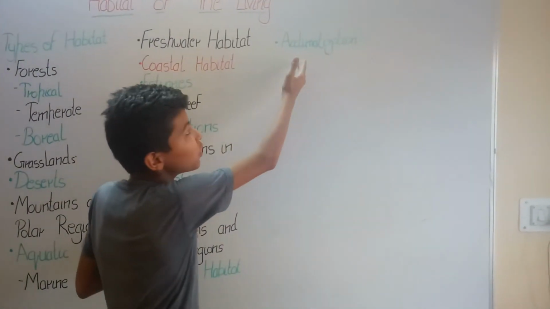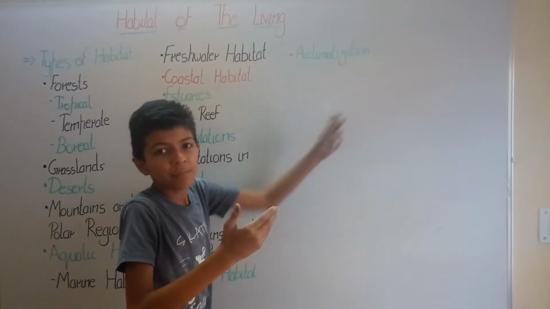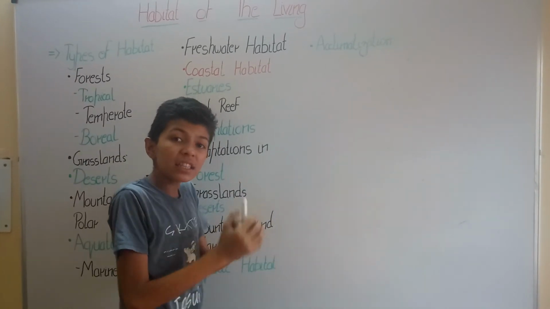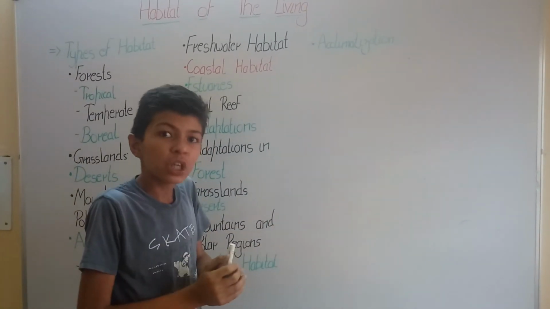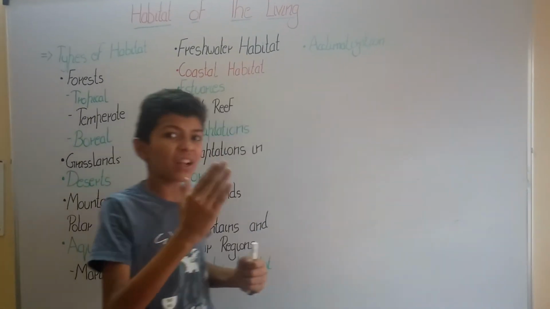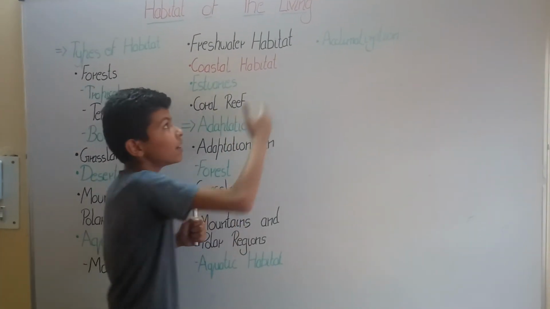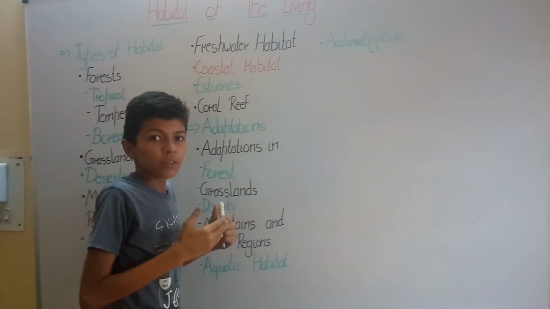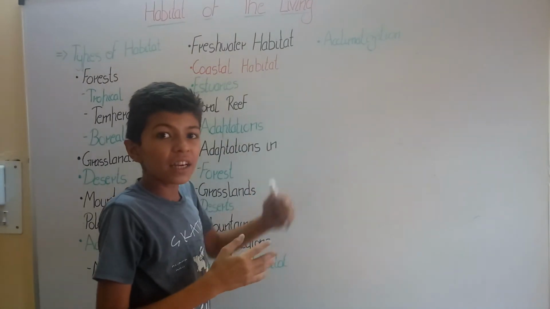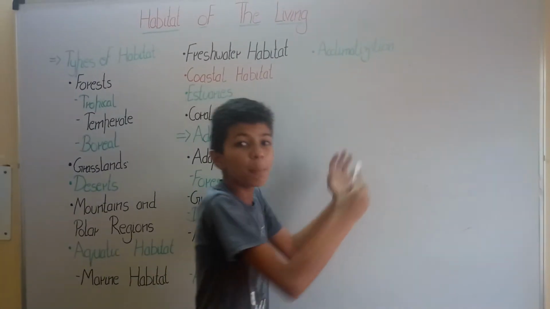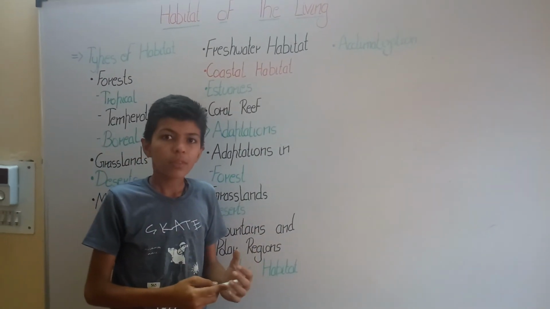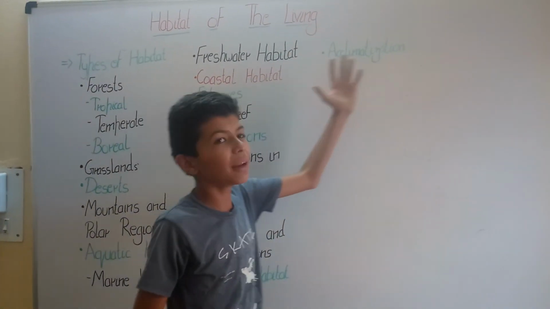Correction, I forgot to tell you about acclimatization. What is acclimatization? Acclimatization is a sudden or short change to adapt to the surroundings. What is the difference between adaptation and acclimatization? Acclimatization happens in a short period of time, but adaptation takes a long time. And last, we learned about acclimatization.